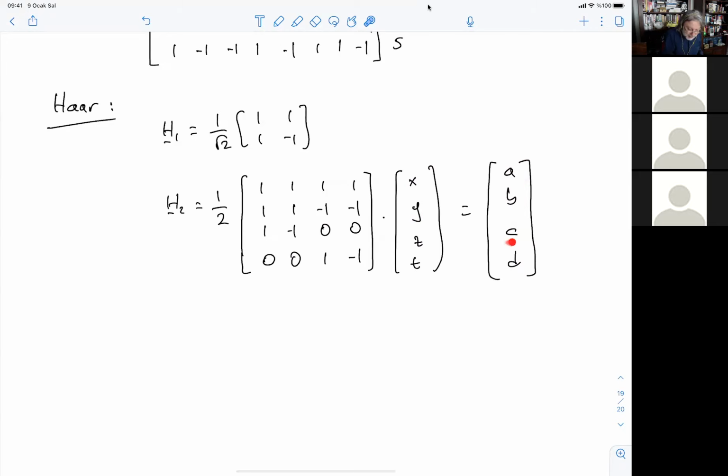For example, when you look at the value C, it's actually related to the x and y only. Here, the first two coefficients located there. It has nothing to do with Z and T, which are located here. So C shows me some information from the left-hand side of the data, and D shows me some information from the right-hand side of the data.